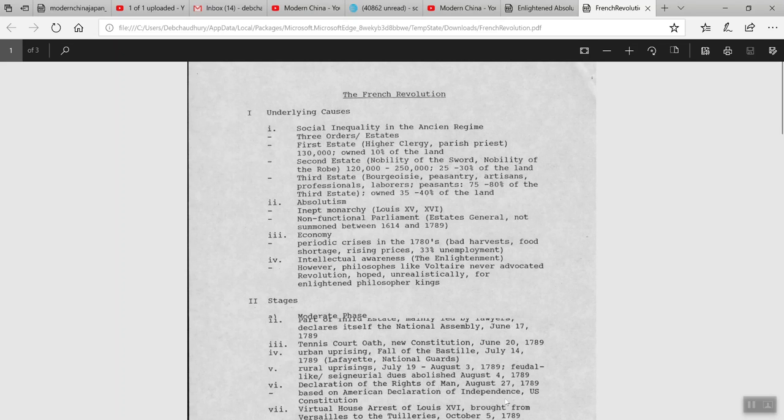Periodic crises included bad harvests, 1787 and 88, food shortage, the manufacturing world was not keeping up with what was happening in England, trying to play catch up with England and Belgium and the Dutch Republic, rising prices from food, unemployment was about 33%. Things were reaching crisis proportions around the time that you would associate with the eve of the French Revolution, 1787-88. The existing privileges of the aristocracy was even more galling.